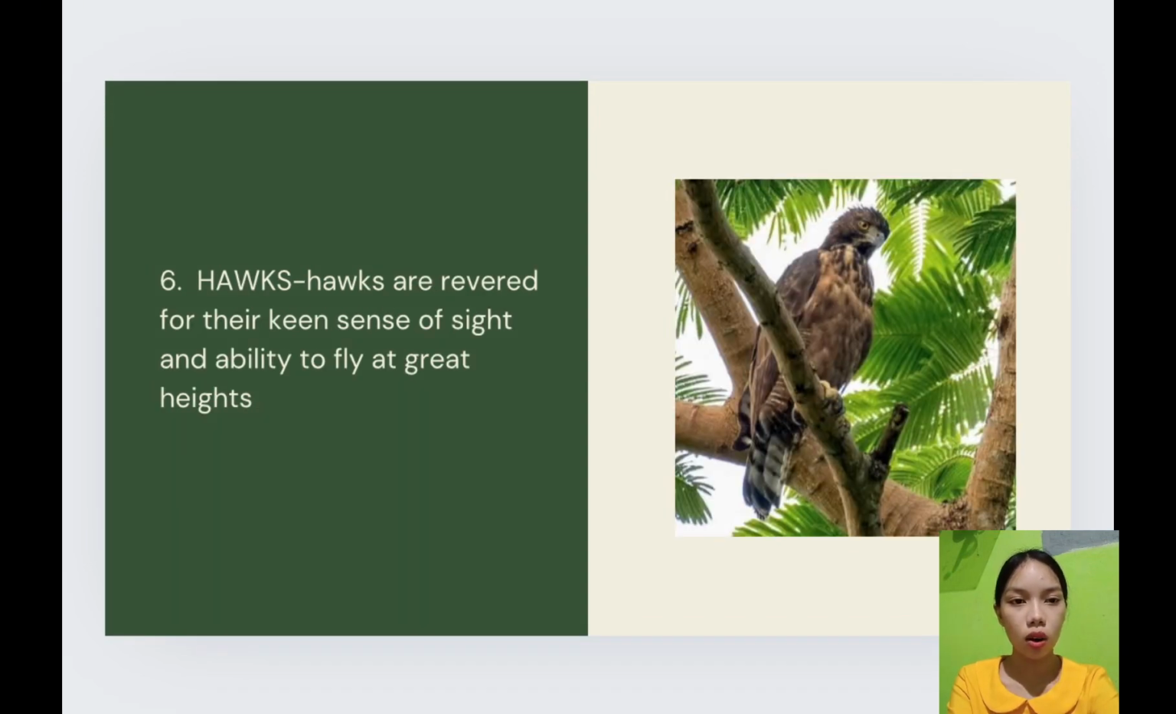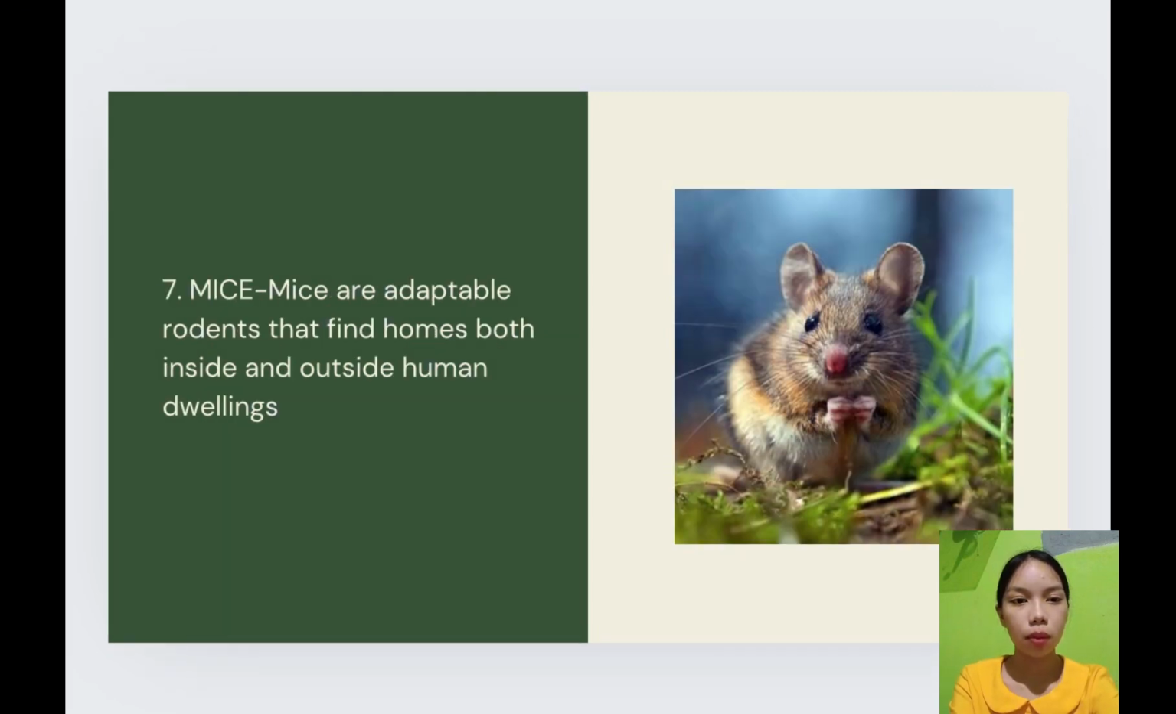Number 6 is hawks. Hawks are known for their keen sense of sight and ability to fly at great heights. They can live everywhere. Hawks generally like to live in open fields so they can find prey. Number 7 is mice. Mice are adaptable rodents that find homes both inside and outside human dwellings. They like to burrow under the ground, and others prefer forested areas such as pastures and grassland.